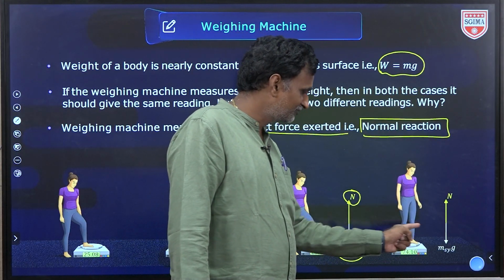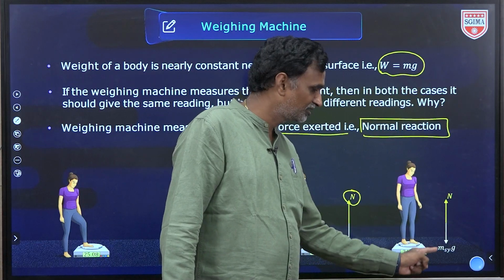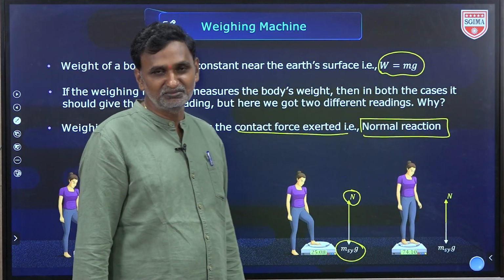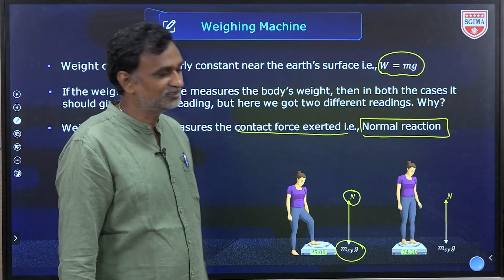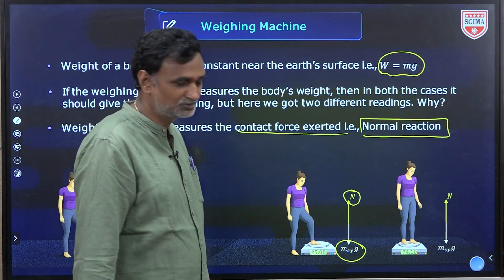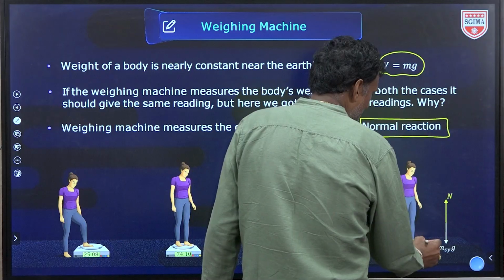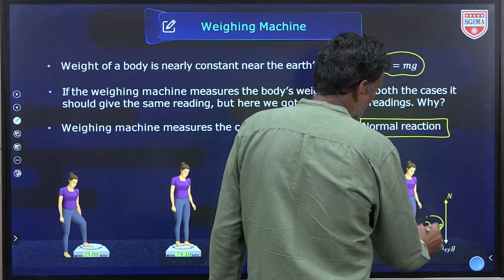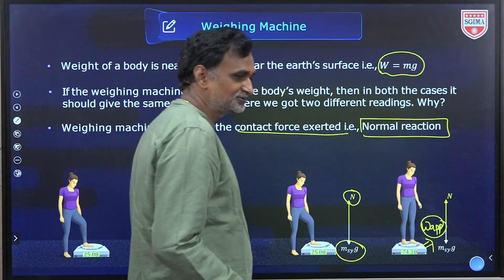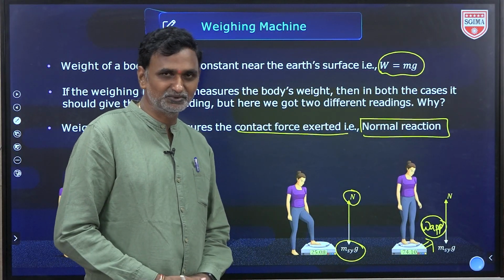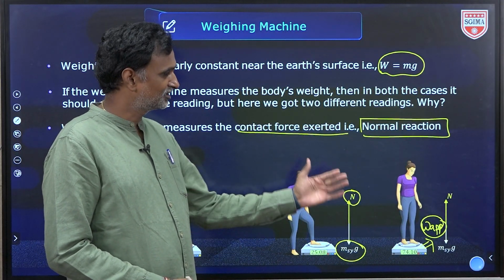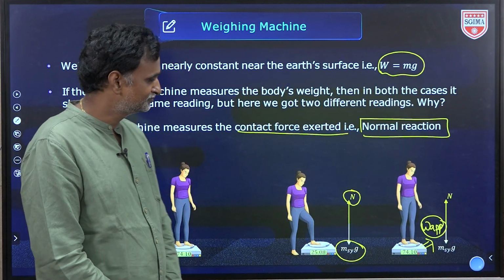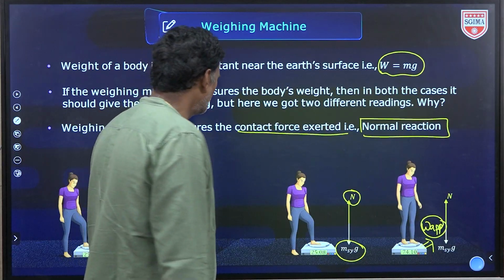So whatever contact force, normal reaction or reaction force is shown by the weighing machine is nothing but today's topic, that is apparent weight. Whatever reading is given here can be written as apparent weight, right? This normal reaction is measured by the weighing machine, and that normal reaction we can call apparent weight. Now let us move on to the next slide.